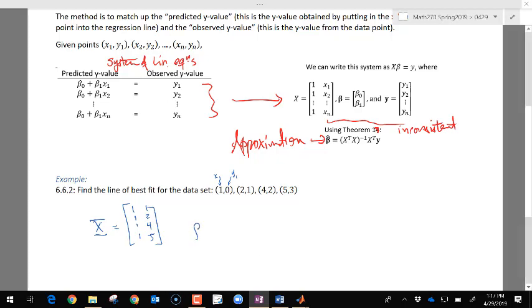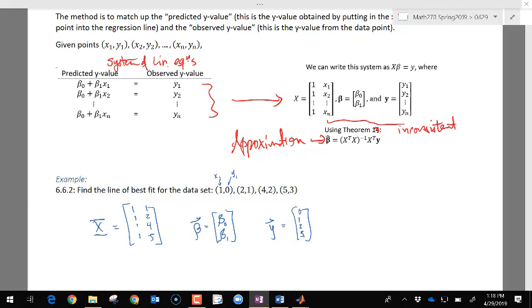My beta is unknown. So this is a vector beta. It's going to have beta sub 0 and beta sub 1. And again, those are the things that we're going to solve for. And the y vector is equal to the y values, that's 0, 1, 2, 3. If I set this equation up, X times beta is equal to y, I'm not going to have a solution because this is going to be inconsistent. So what we're going to do is use the theorem to approximate our solution. Okay? Any questions so far?